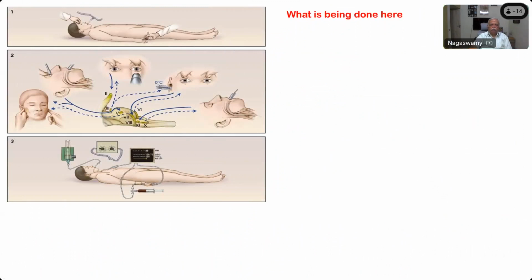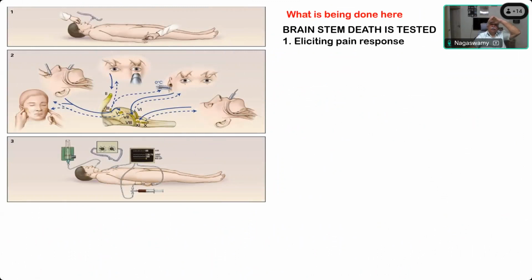What is being done here? Apnea test is here. Checking the cranial nerves for brain death. Yes, brain stem death is being tested. Number 1 here, the painful stimulus response by pinching the tip of the finger and glabellar pressure, or pressure over the sternum. They are all considered the most painful stimuli to elicit a brain response. Second is examination of the various cranial nerves.